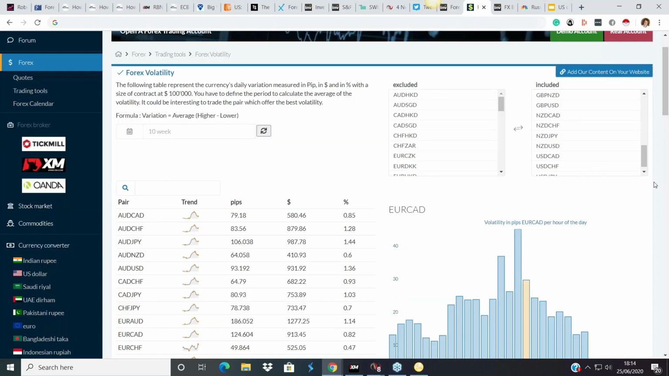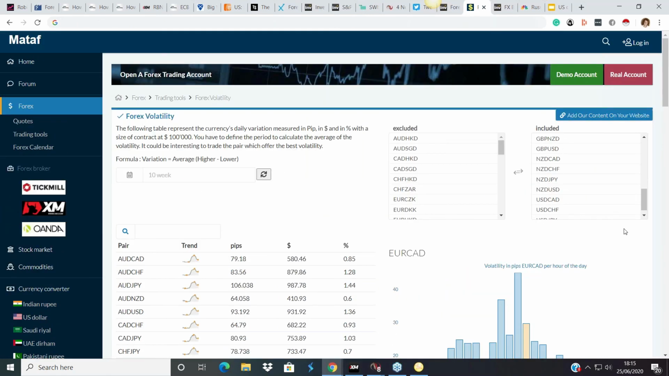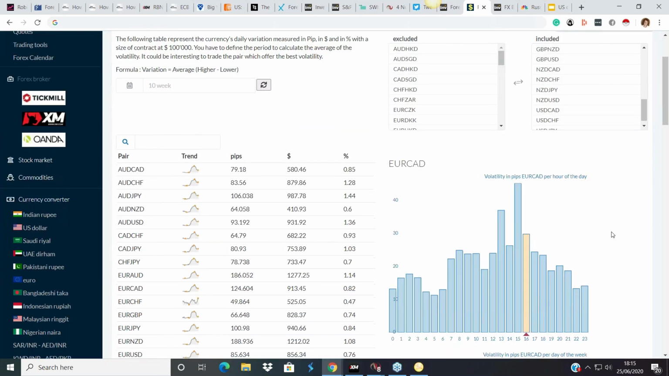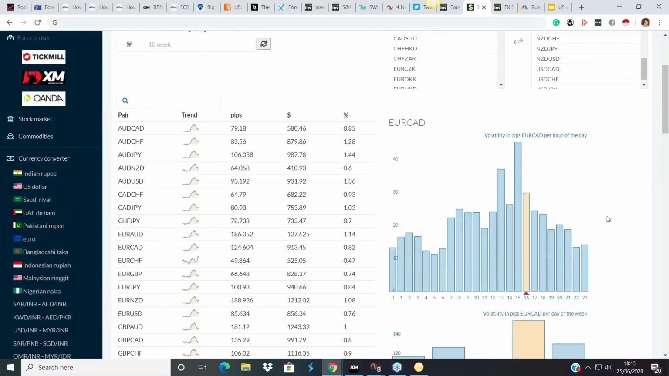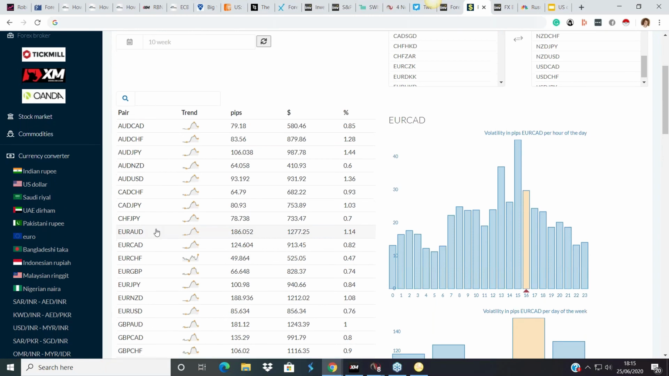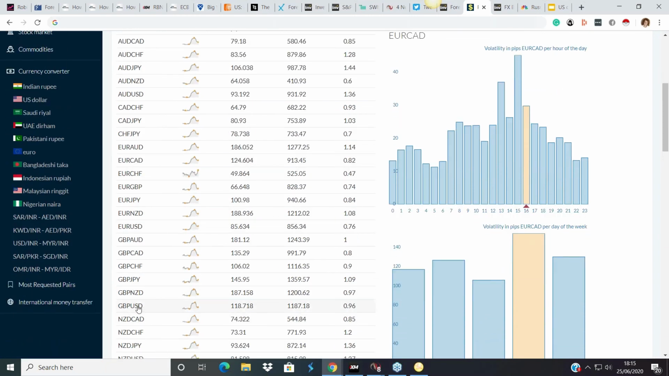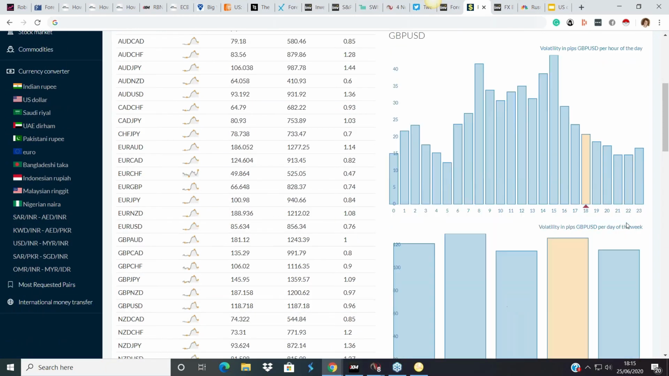One other site you might like to consider, I don't think it's called Mataf anyway. Well, it is called Mataf. It's a very good site. You can pick off very similar sort of information. You just pick out your pair, there it is, and it pulls up the data. And as David said, it's a brilliant site.